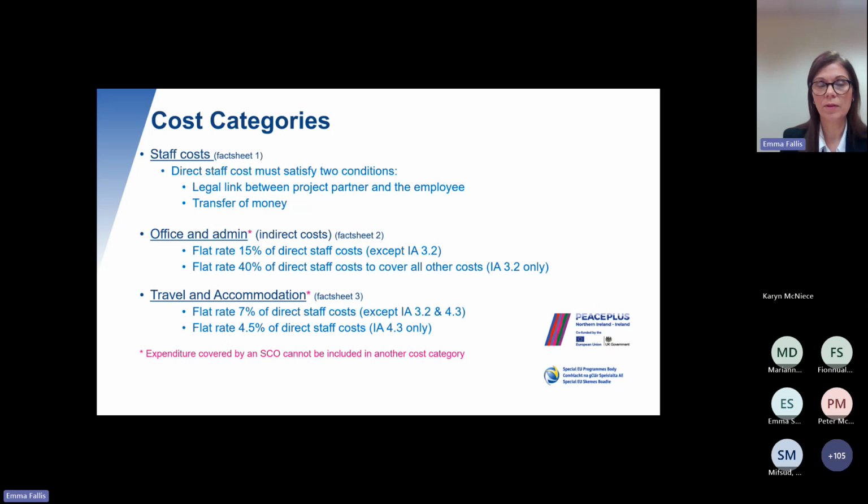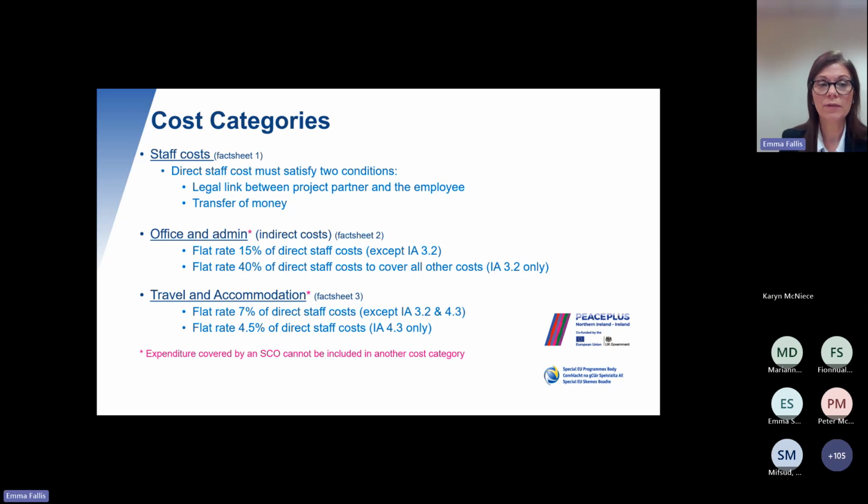So that for projects is definitely a change from the approach we took in the previous programme period, but this has been based on guidance that we've received from the Commission. So we need to ensure that projects are aware that recruitment agency staff are not eligible under the staff cost category.